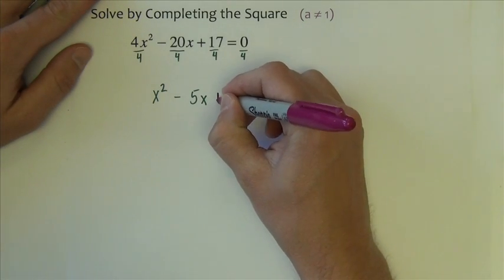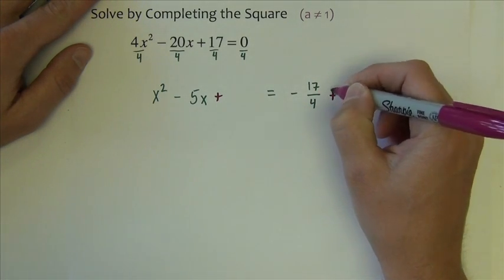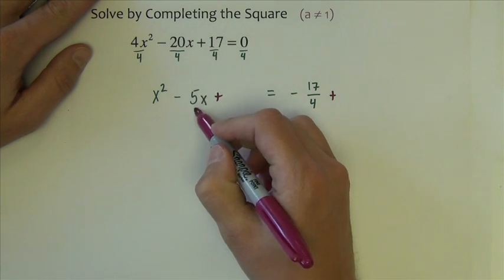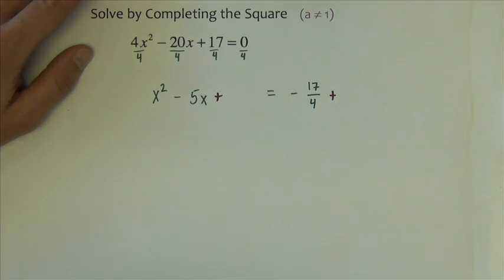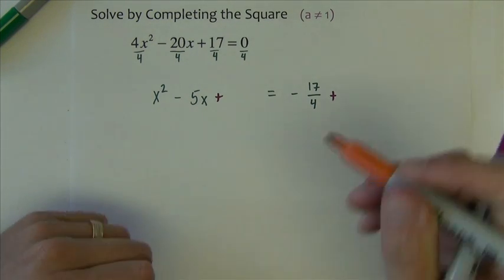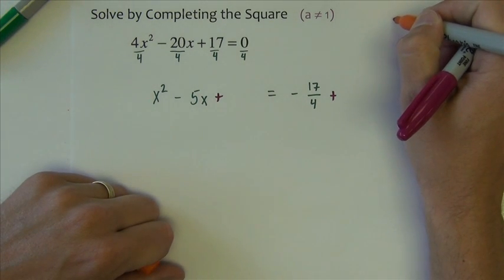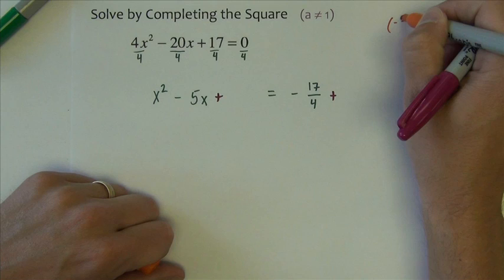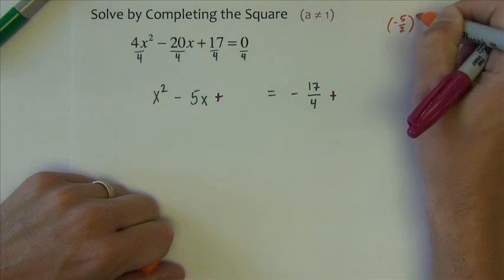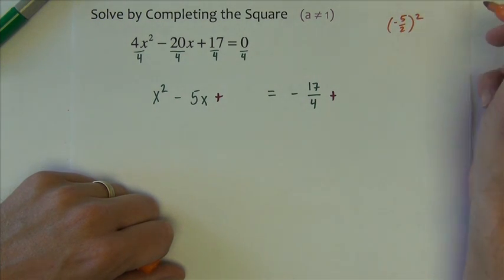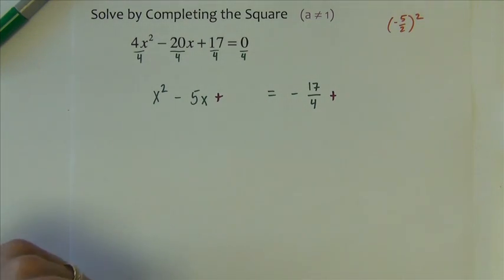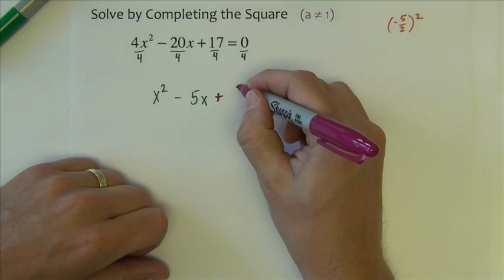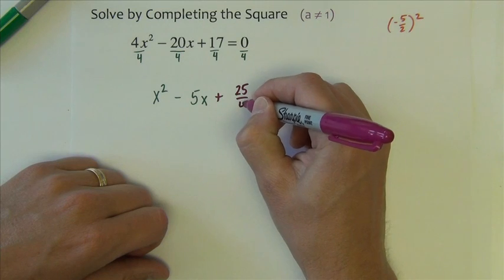Now we're going to add to both sides half of this number squared. Let's see that kind of as scratch work out in the margin. Half of negative 5 is negative 5 halves, and we're going to square that. So if I square that, seeing it over there makes it a little bit easier to see where I'm getting this number: it is 25 fourths.